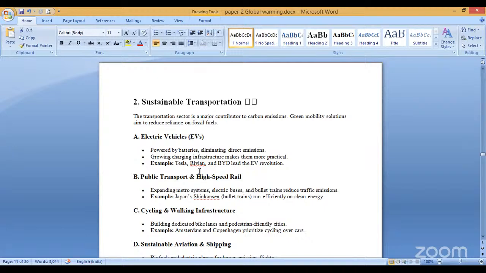Rivian and others lead the EV revolution. Public transport, such as high-speed rails, expanding metro systems, electric buses, and trains, reduces traffic emissions. For example, Japan's bullet trains run efficiently on clean energy. Cycling and walking infrastructure means building dedicated bike lanes and pedestrian-friendly cities, and hydrogen cylinders in cars.